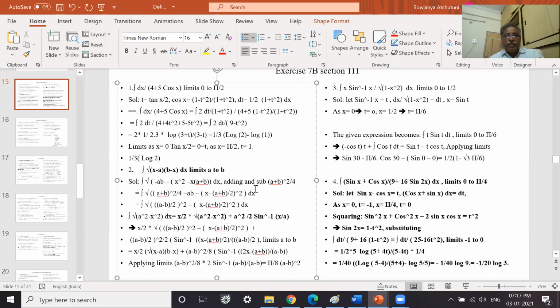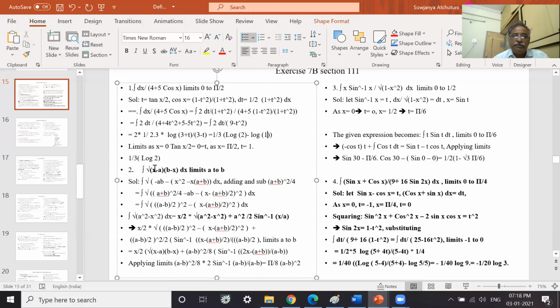Okay. Now let us understand one more difficult problem. Integral root of (x minus a) into (b minus x) dx, limits a to b. Can I use any property, suppose a plus b minus x? If I use a plus b minus x, it becomes b minus x, and this becomes x minus a. The same thing is getting repeated, so no property is getting used here. So let us do it in a rough method.